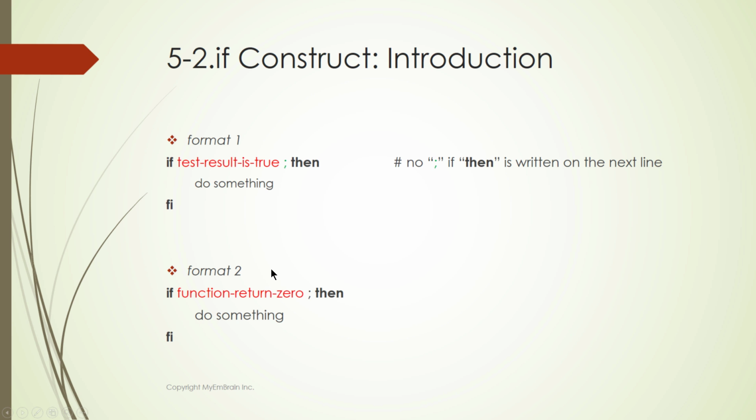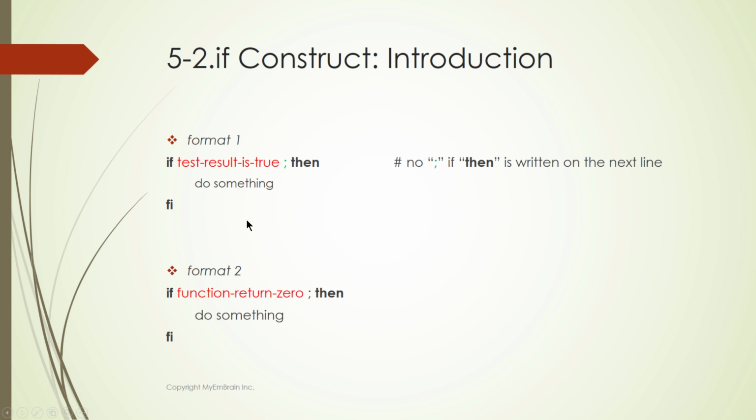There is only one if construct in bash scripting. However, to help make it easier to understand, I would like to present it as two different formats here on this slide. The first format is if that result is true, then do something until the end of the if. The semicolon here is required when then is on the same line with if, and if then is written on the next line following the if. The semicolon is optional. There can be one or more commands here in the body of the if construct.